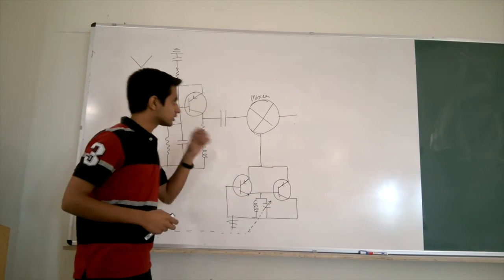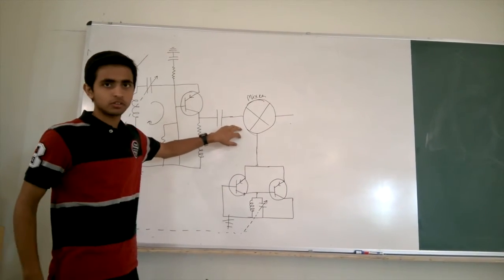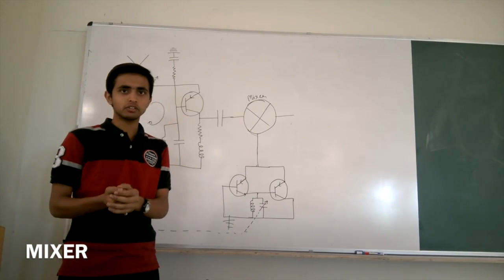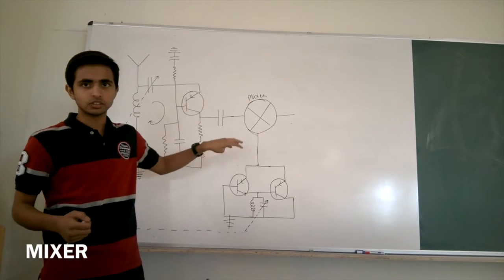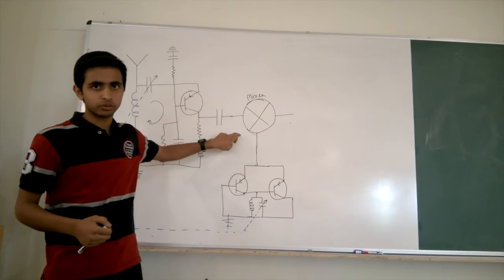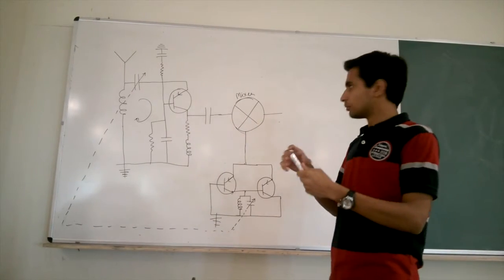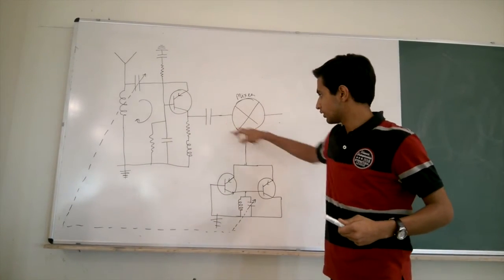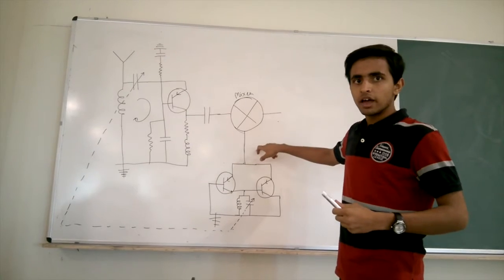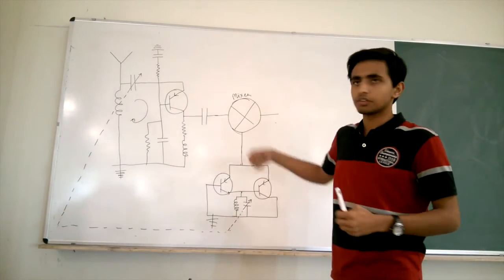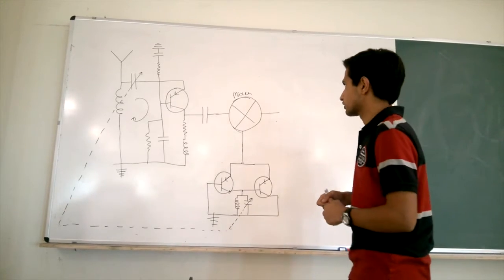Now the main part is the mixer. Basically the FM radio is called a superheterodyne, and heterodyning refers to the intermixing of two waves, and this heterodyning is done through a mixer only. What a mixer does is it takes two inputs, one from this receiver and one from the oscillator, and gives us an output of frequency equal to the difference and sum of the frequencies of both the circuits.